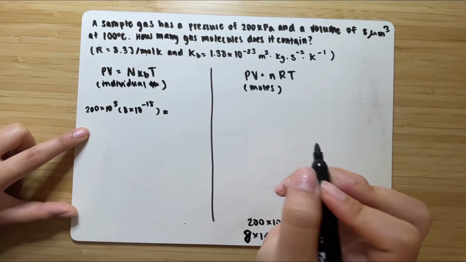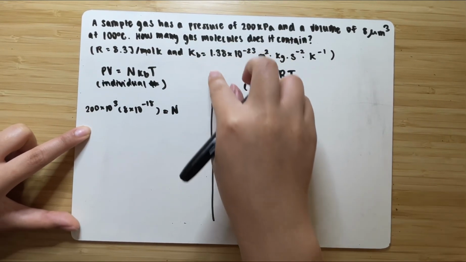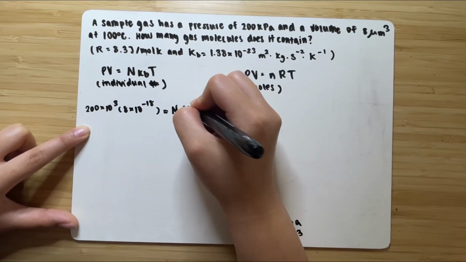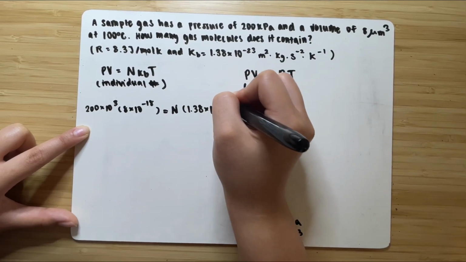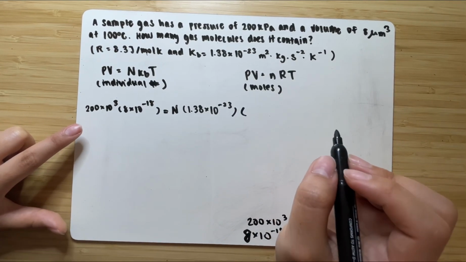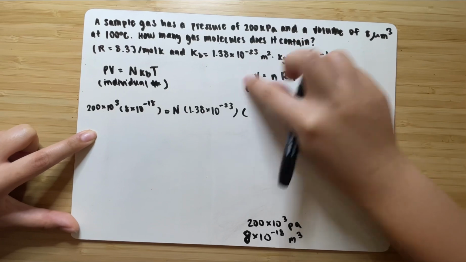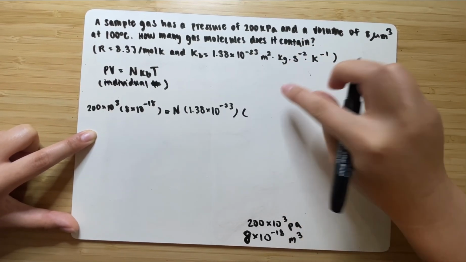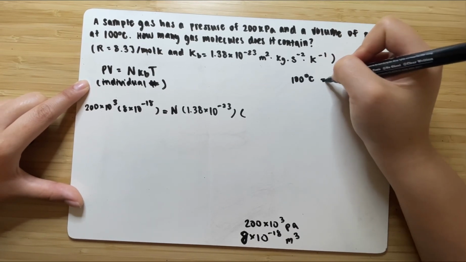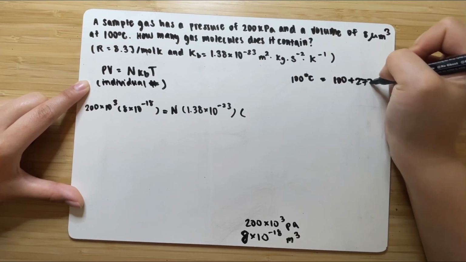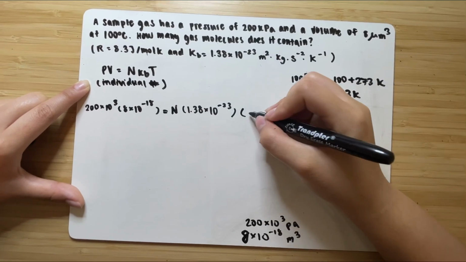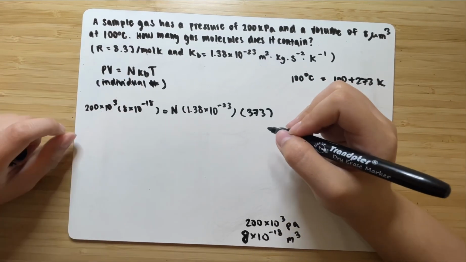equaling N times k_B T. So k_B is 1.38 times 10 to the negative 23 times T, which is 100 Celsius. But let's remove this for now. We're working to find the individual number of molecules, okay? So we know that 100 degrees Celsius is equal to 100 plus 273 degrees Kelvin. So it will be 373 degrees Kelvin. So here we'll have 373 as our temperature, T.